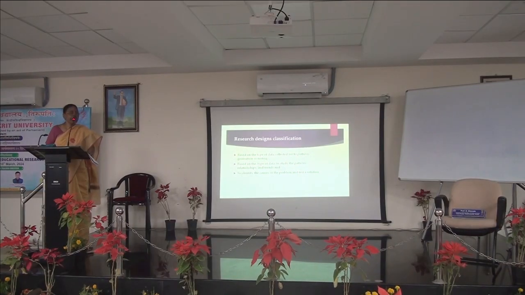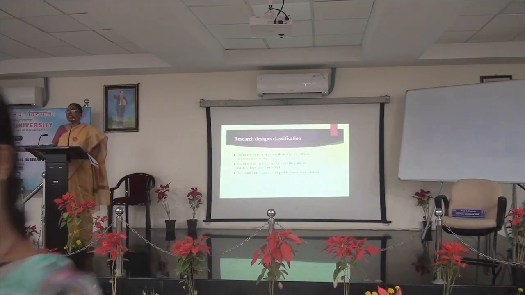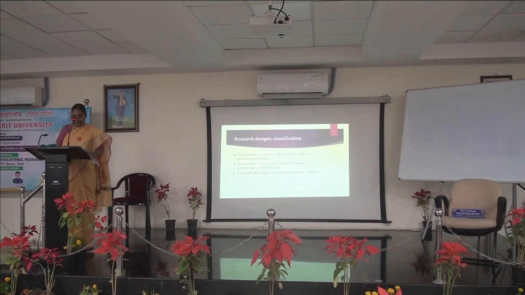Design classification. So it's interesting to note on what bases research designs are classified: based on the type of data collected for hypothesis generation or testing. They are classified based on the type of data to study the patterns, relationships and trends. Again, they are classified to identify the causes of the problems and test a solution.